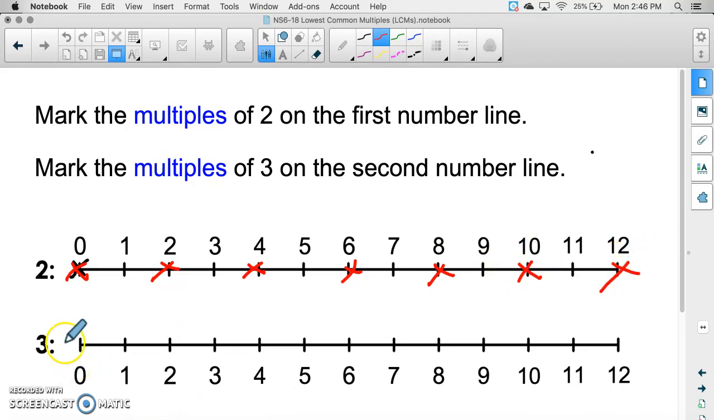Now if I mark all the multiples of 3, again I'm always going to start at 0, 3, 6, 9, 12.